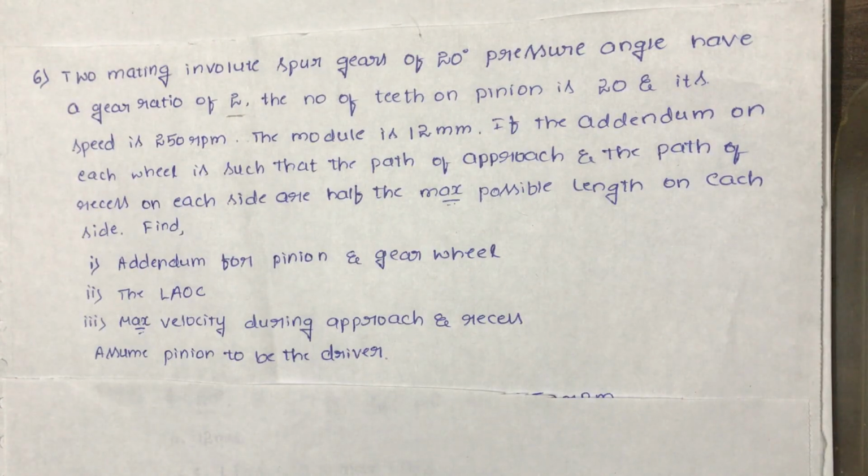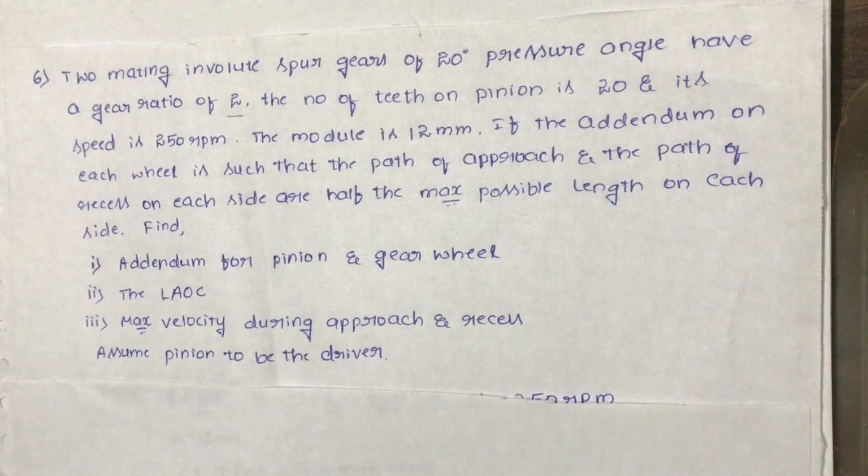Degree pressure angle have a gear ratio of 2, the number of teeth on pinion is 20 and its speed is 250 rpm. The module is 12 mm. If the addendum on each wheel is such that the path of approach and the path of recess on each side are half the maximum possible length on each side, find: the first one is addendum for pinion and gear wheel, the second one is LAOC, length of arc of contact, and the third one is maximum velocity during approach and recess. Assume pinion to be the driver.